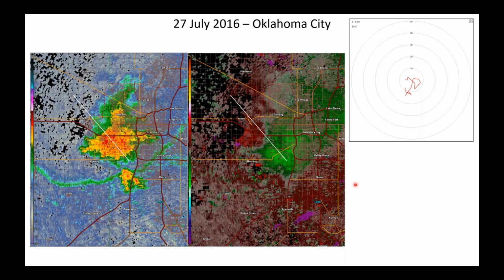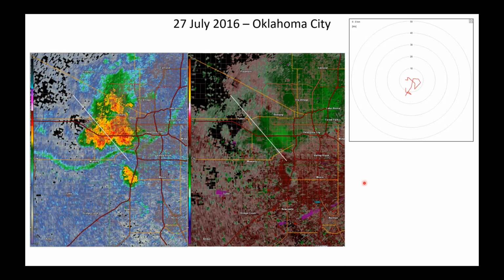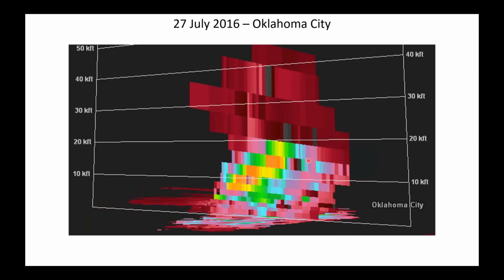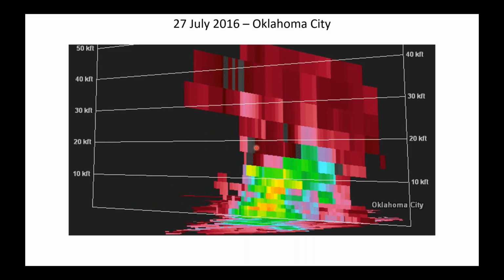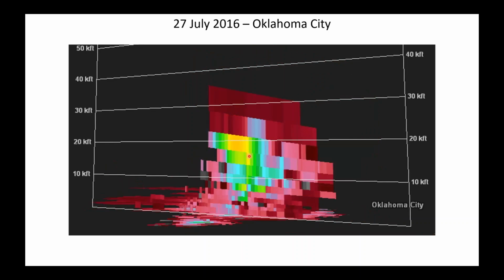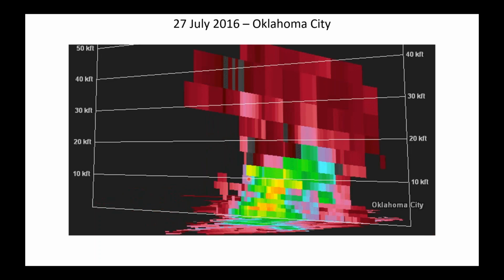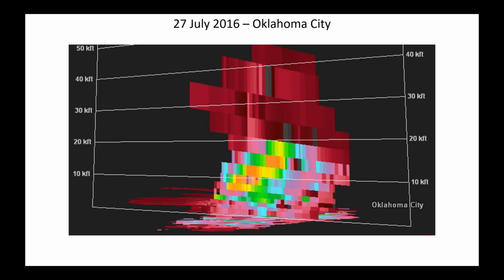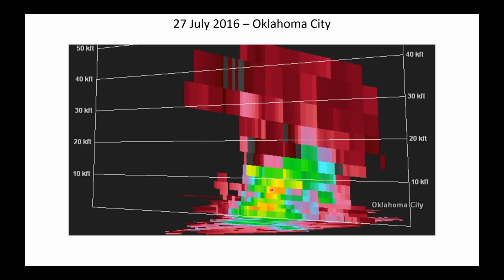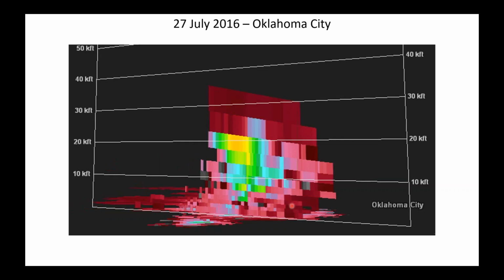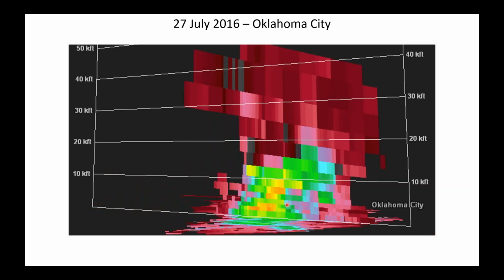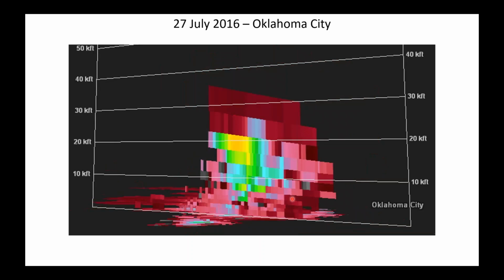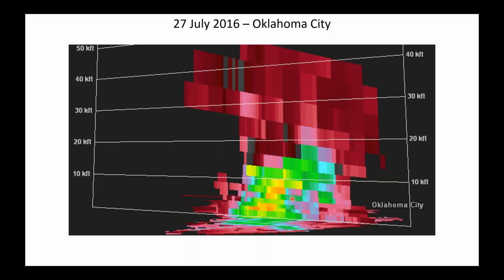Going forward to the next one, this is a good example of how you start to see pretty high KDP aloft, even above or near the freezing level. Then as it descends, it really picks up in magnitude close to and just below the freezing level, similar to what Charles was talking about with the conceptual model. It continues to descend, and right about here is where you start to see the significant divergent signature that we showed in the previous slide.